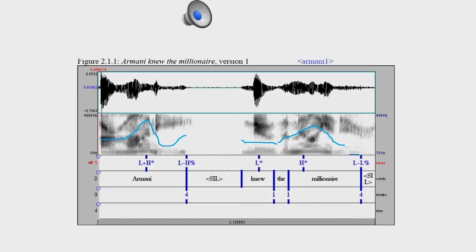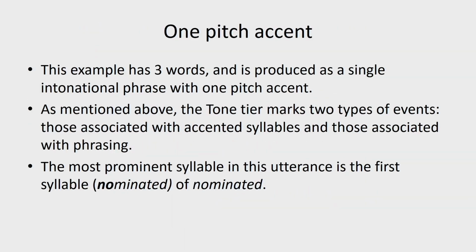Similarly, here again we have "New", "the millionaire"; there is a 1 between "New" and "the", and between "Armani" and the next part we have a 4, because those are two IPs. So this has 3 words and is produced as a single intonational phrase with one pitch accent.